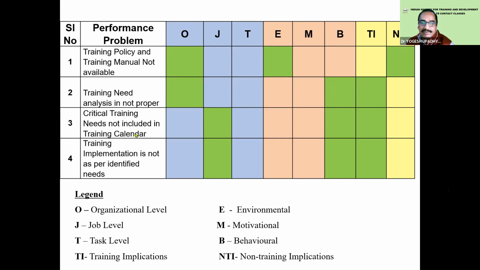Critical training need not included in the calendar. There also it is the job level. Why training need analysis? Because training need analysis is conducted at the organizational level, but the training calendar is made in HR. That's why it is in the job, and it is behavioral and a training intervention. Training implementation is not as per identification. There also the problem lies in the HR department and behavioral, they need to be trained. I rightly agree with Kavita ji, because it can come. If you can debate, it is a debate.